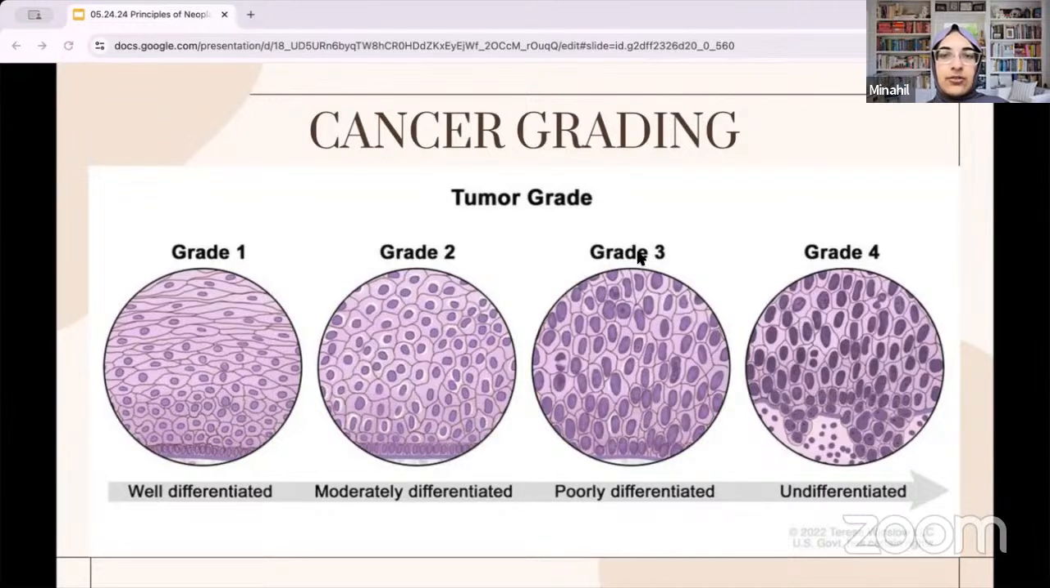A grade of 2 is a little bit higher. A grade of 3 is worse. It's a higher grade, so it's even more poorly differentiated. That means it resembles the parent tissue a little bit less. It does not resemble the parent tissue. And remember, grading is very important to determine prognosis because well-differentiated cancers have better prognosis than poorly differentiated cancers.